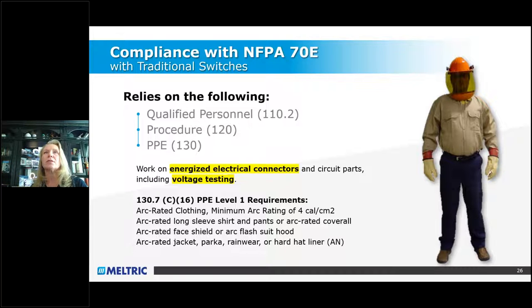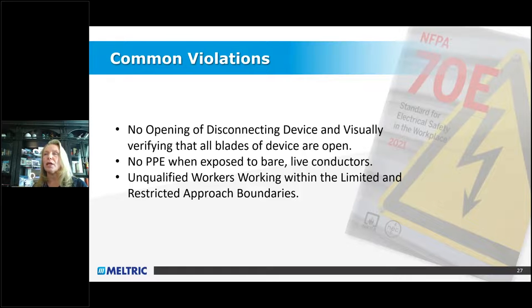So compliance with NFPA 70E for traditional switches and pin and sleeve connectors is going to rely on qualified personnel, procedures, and PPE. This person, again, is wearing the typical PPE required for a 480 volt condition, which would reduce and lower energy and increase if there's a higher amount of energy present. There are many violations of this code, and that's what people typically get cited for. Sometimes it's just because they didn't inspect new or modified equipment. But these are the most common violations, and I have personally seen these myself.